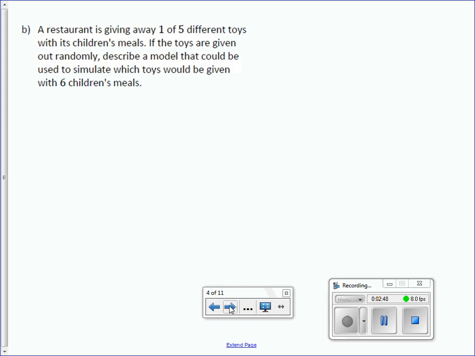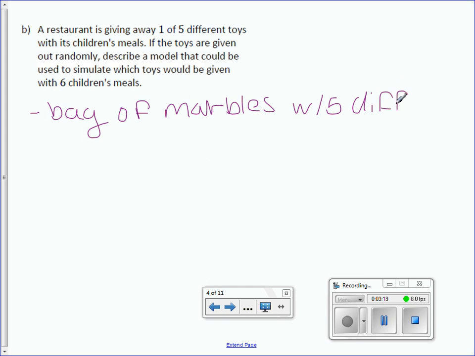A restaurant is giving away one of 5 different toys with its children's meals. If the toys are given out randomly, describe a model that could be used to simulate which toys would be given with 6 children's meals. We could also use a spinner for this event, but let me give you a different example. We could have a bag of marbles. In that bag of marbles, we could have 5 different colors. Each representing the different toys.